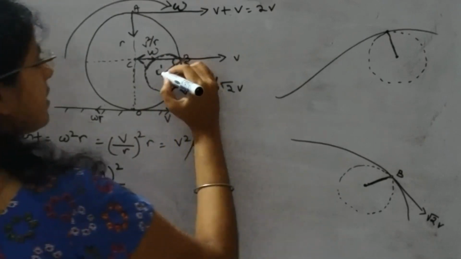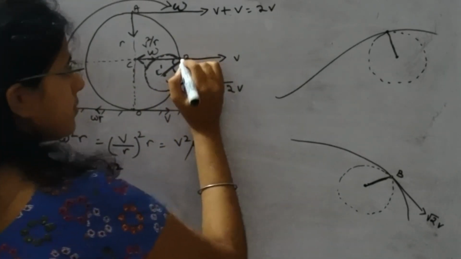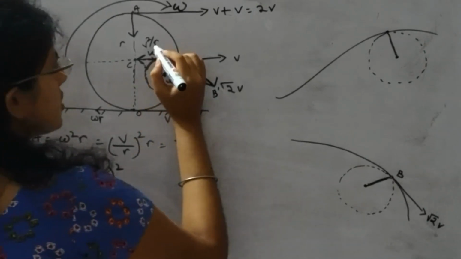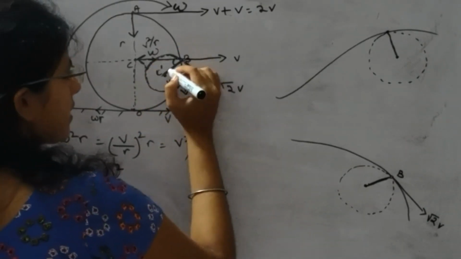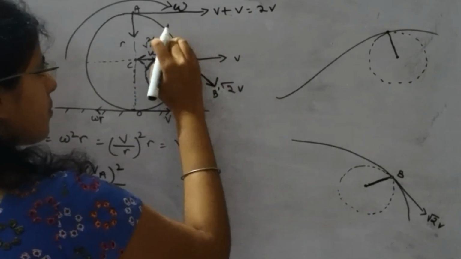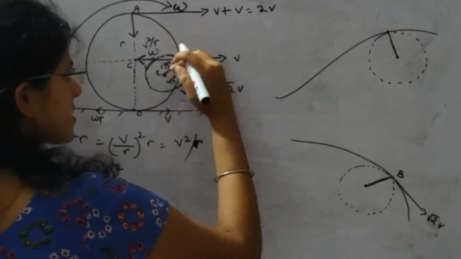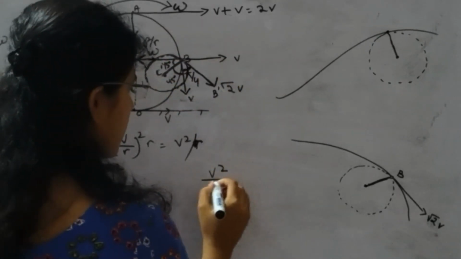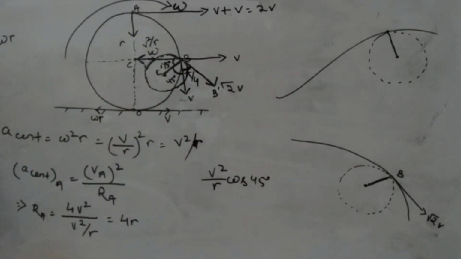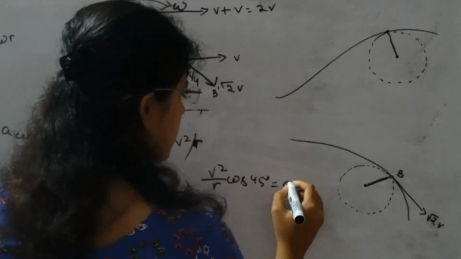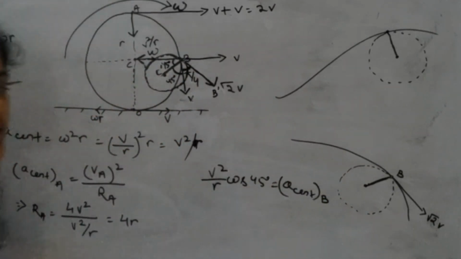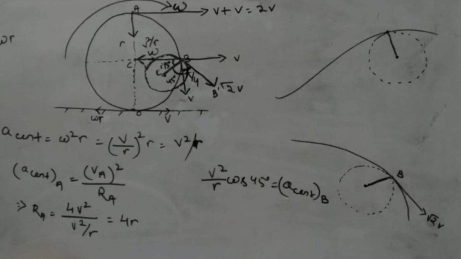For point B, this acceleration is important now. That is the centripetal acceleration for the ground frame. So the component of this v square by r along this direction is how much? This angle is 45 degrees. The component of this v square by r in this direction is how much? v square by r cos 45 degrees. Okay? So this is the centripetal acceleration experienced by point B as seen from the ground frame.